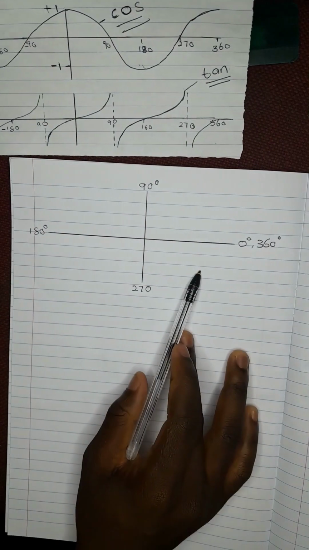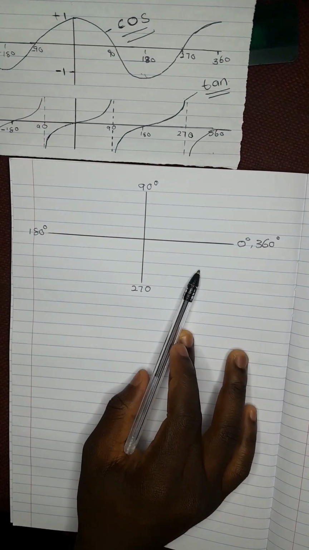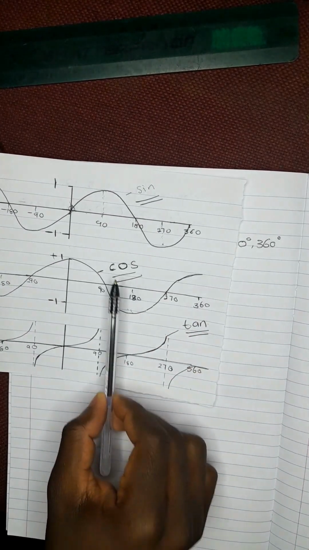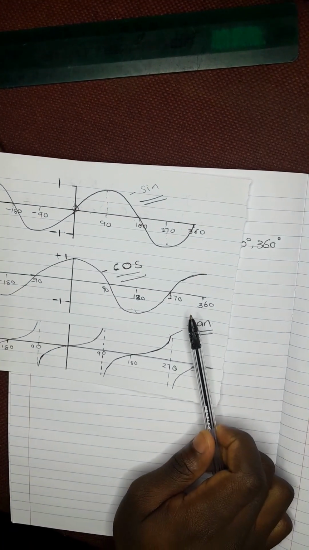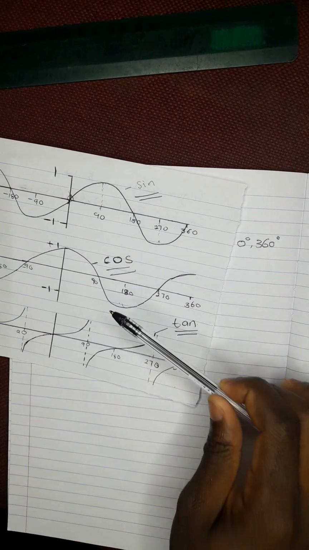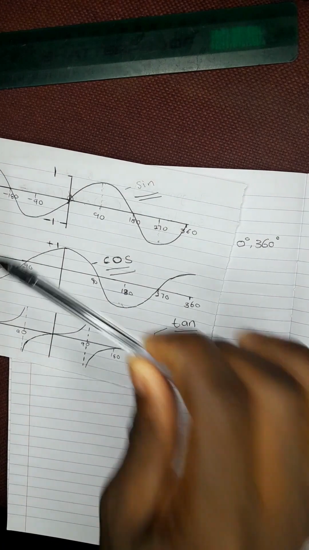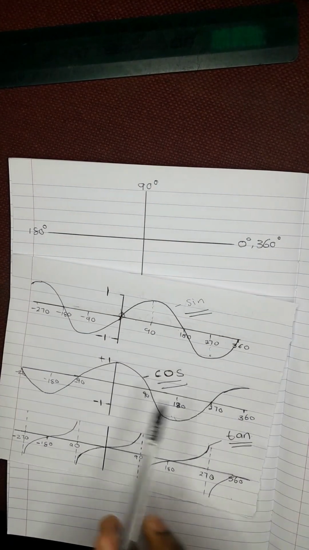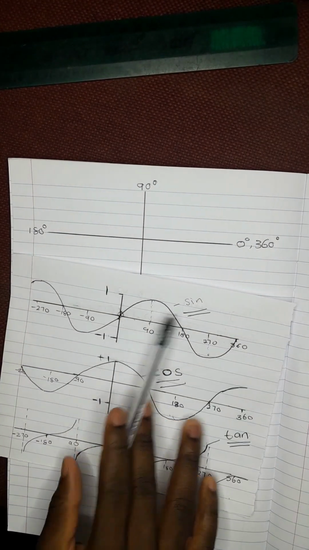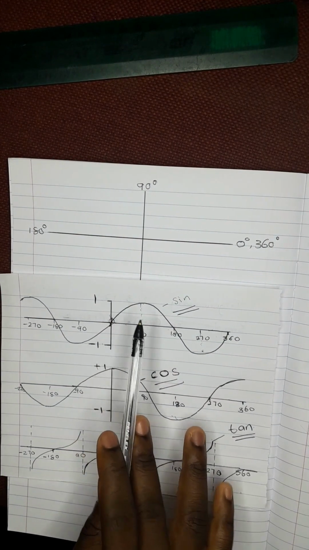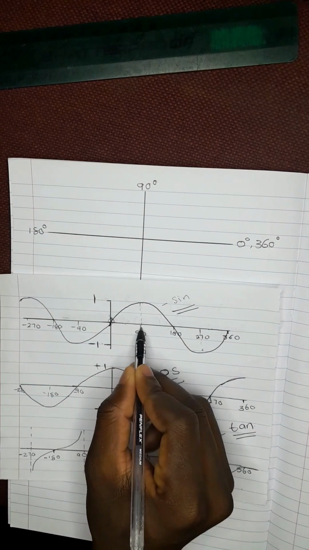Our CAST diagram is going to summarize whatever is happening in our first period, from here up to here. What do I mean by that? Let us look at our sine graph. If we divide 360 by 4, we're going to have what? The first quadrant, which is from 0 to 90.